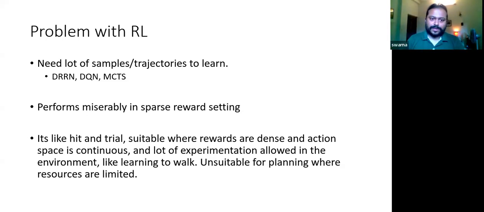Right. So maybe I'll just briefly give what the problems of RL are. The problem with RL is that it needs a lot of trajectories of samples to learn, and it performs miserably if there are sparse rewards. I mean, the rewards are very few. Rewards are basically the feedback based on which the RL algorithm adjusts itself. So if you don't get feedback, there is nothing to adjust.